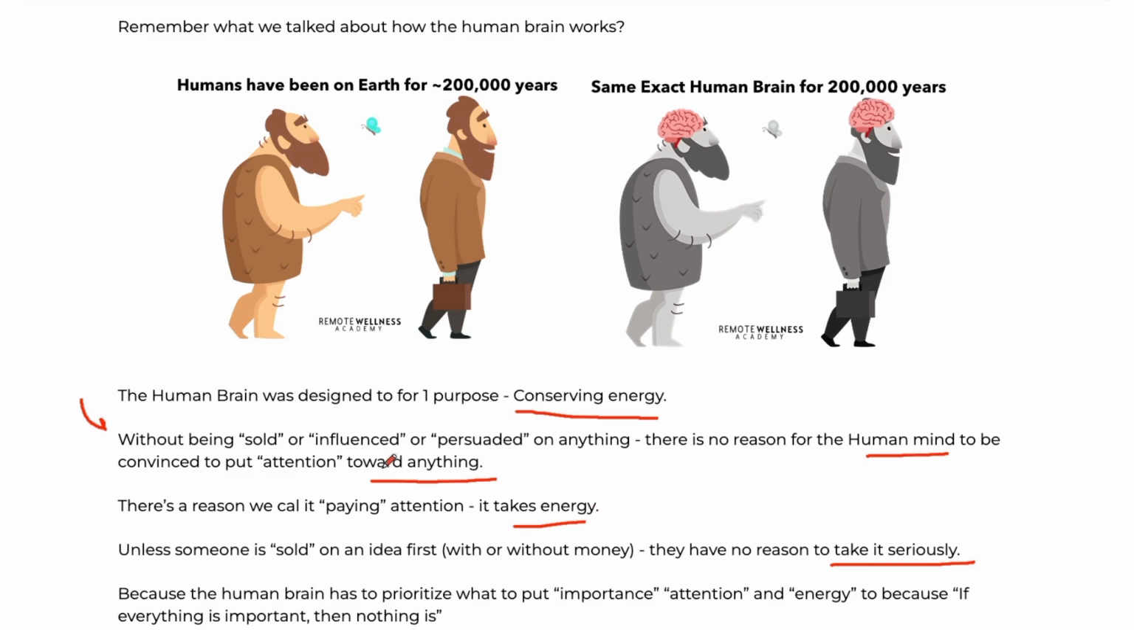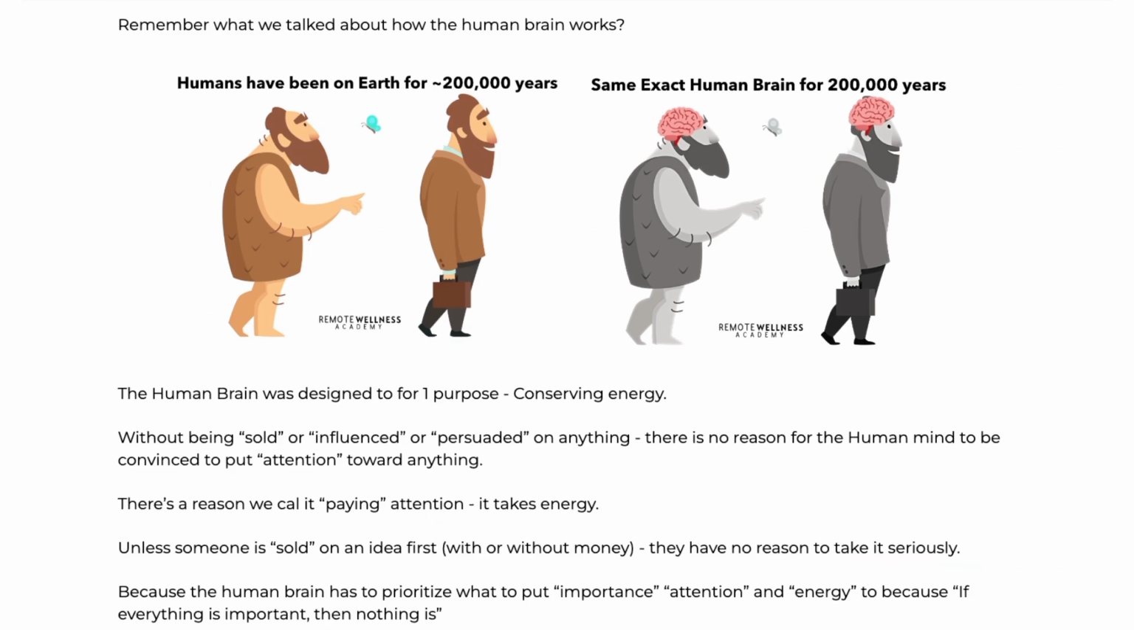Because the human brain has to prioritize and put importance, has to put attention, has to put energy in order to actually decide what is important. Why? Because if everything is important, if the human brain doesn't actually prioritize, then the truth is nothing is important, right?